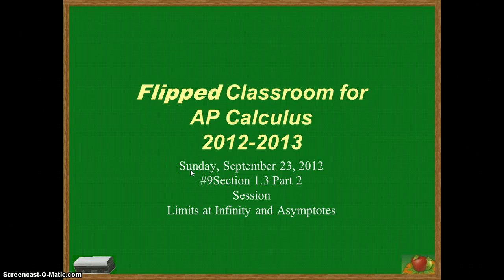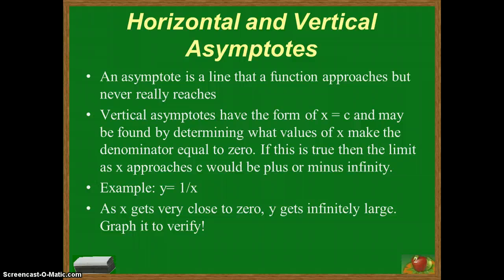Hey, welcome to the ninth session for section 1.3, part 2, limits at infinity and asymptotes. All we're going to do now is just really talk about asymptotes, as we already talked about limits at infinity. For right now, we're going to deal with two types of asymptotes, horizontal and vertical asymptotes. An asymptote is just a line that a function approaches but never really reaches.